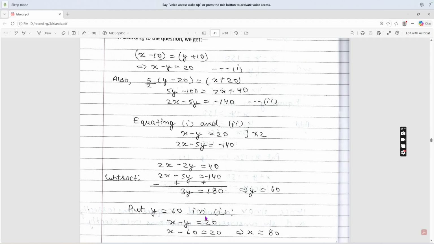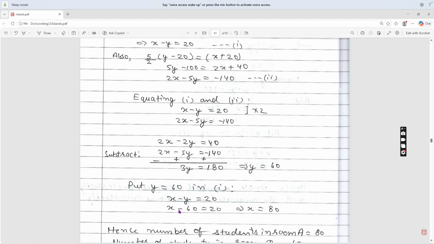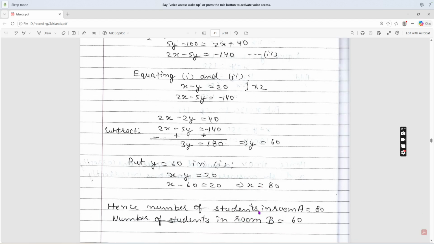Now put y is equal to 60 in equation 1. So what is the first equation? x minus y is equal to 20. So here it is x minus 60 is equal to 20. So x is equal to 20 plus 60, that is 80. And the number of students in room A is equal to 80, and the number of candidates in room B is equal to 60.